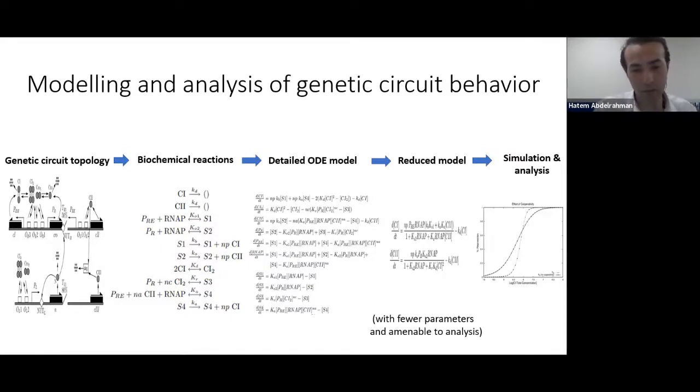For example, the rate of production of a protein would be controlled by the rate of transcription and the rate of translation, and also will decrease by the rate of protein degradation or mRNA degradation. So basically, an ODE model captures these biochemical reactions in mathematical equations that can be modeled and simulated.